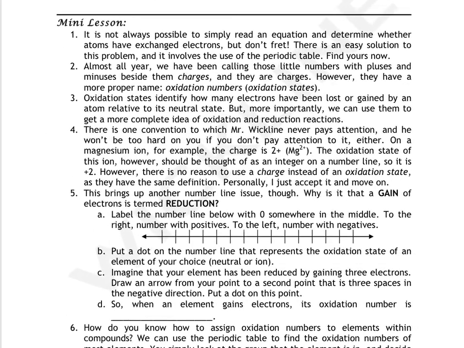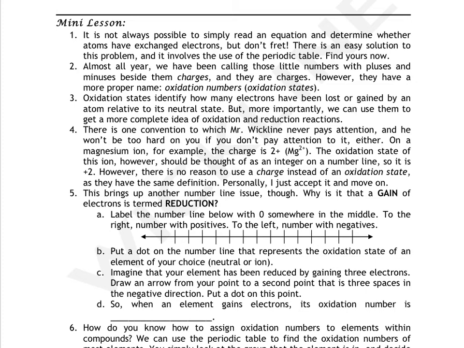And when you look at a formula or an equation, it's not always possible to tell if electrons have been moved back and forth. So it's not always possible to immediately tell if oxidation or reduction has occurred. But in this lesson, we're going to figure out all the ways that we can figure out for sure if oxidation and reduction has occurred, even if it's not obvious. So it starts with a conversation about charges versus oxidation states.